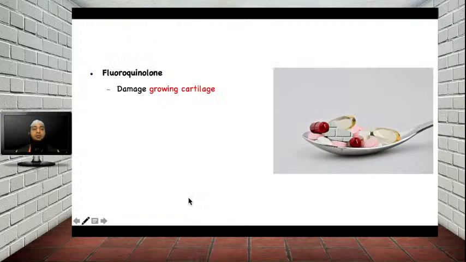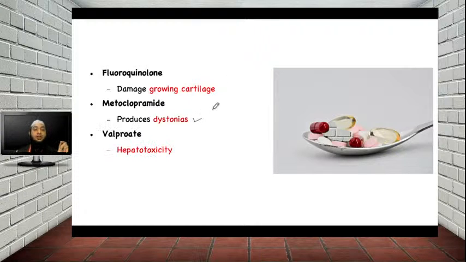So that is the third drug. Fourth drug is the fluoroquinolone. It produces damage to the growing cartilage. Because the cartilage and bone are growing in the child, and if you give fluoroquinolone, it produces damage to the growing cartilage. So again, fluoroquinolone is contraindicated in children. Likewise, metoclopramide produces dystonia. So that is another severe symptom which is produced in children.